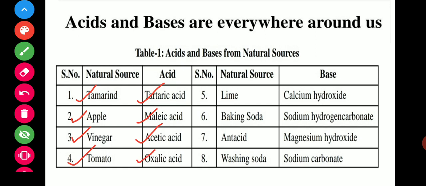Similarly, in the case of bases, the natural sources given here are: lime, which is calcium hydroxide; baking soda, that is sodium hydrogen carbonate; antacid, that is magnesium hydroxide; and washing soda, that is sodium carbonate. These substances are around us, which shows acids and bases.